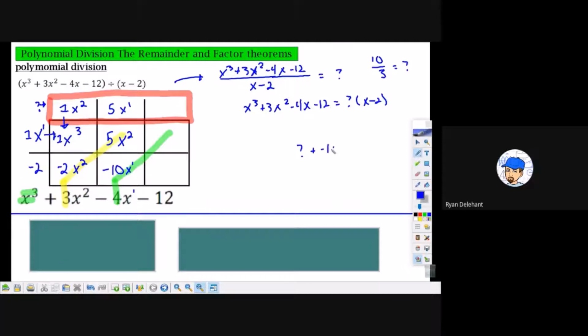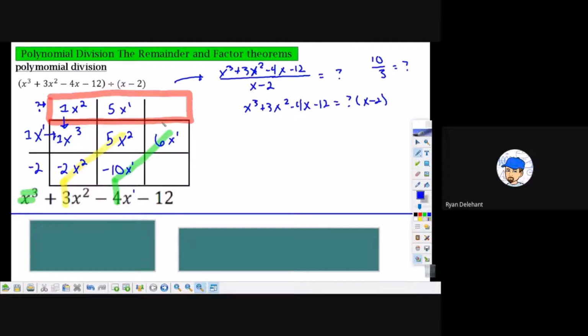Something plus negative 10 is negative 4. So to get that 10 to the other side, we would add it, right? So that means that that has to be 6. It's got to have the same variable. And now that we know the middle, we can find the top and we can find the bottom.